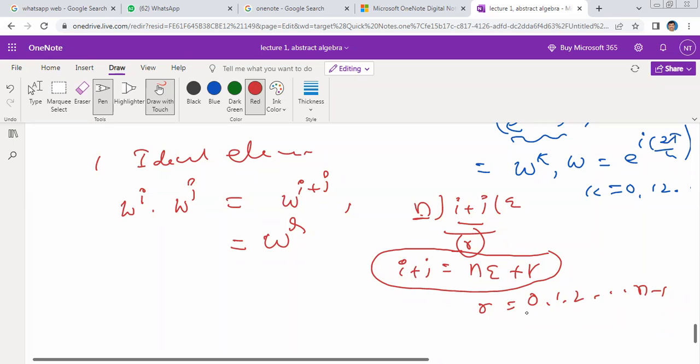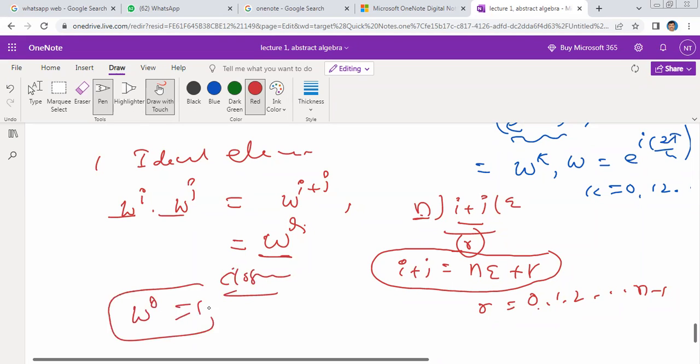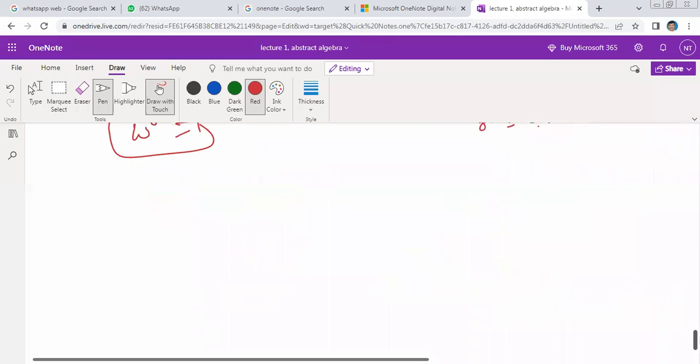Omega power r: if you take r is equal to 0, omega power 0 is 1. Omega power 1 already is a member. Omega power 2, omega square, already is a member. Therefore omega power i into omega power j is equal to omega power r, which means omega power 0, omega power 1 and so on. These are all elements belonging to G. Therefore the closure property is satisfied. Identity element is omega power 0, which is 1, already there. Then associative is there. Now tell me about the inverse.